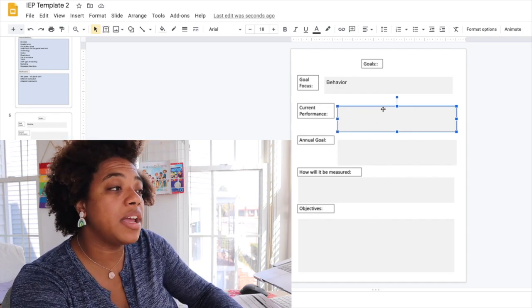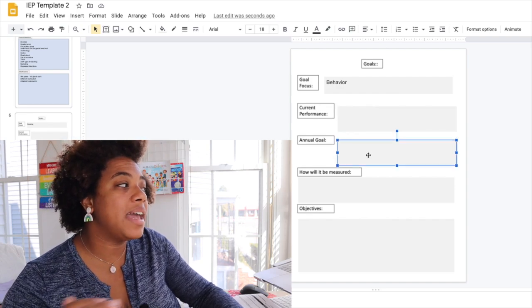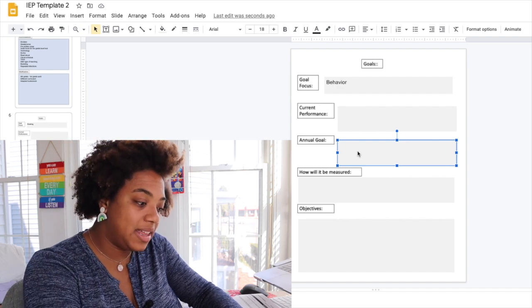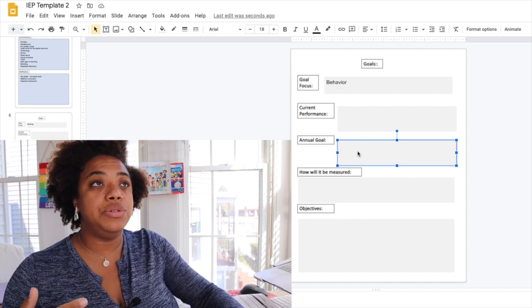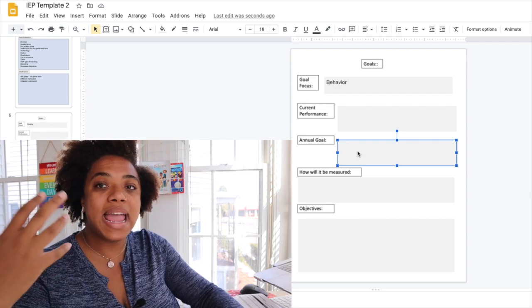Again, some people want to write the current performance. They don't have to. It depends on the state. But then you can get to the goal. And for Jason specifically, since we're working on things related to not eloping, then we can work on coping strategies or expressing how he's feeling.